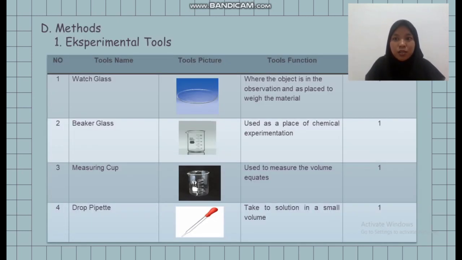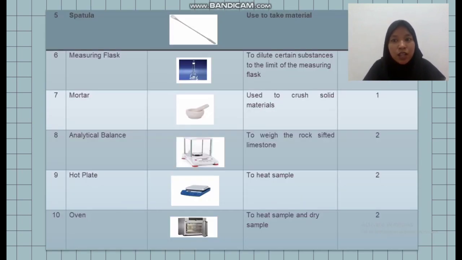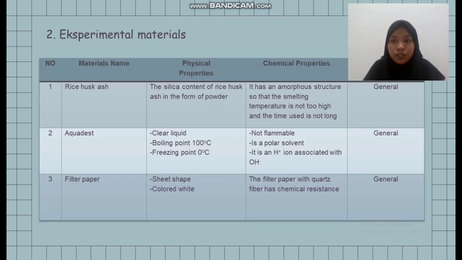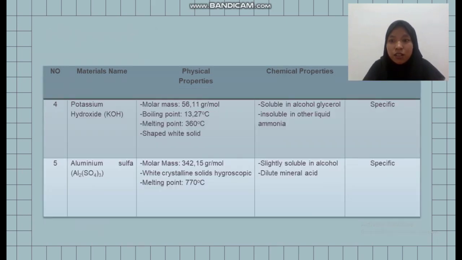The next is method. The first is experimental tools: watch glass, beaker glass, measuring cup, drop pipette, spatula, measuring flask, mortar, analytical balance, hot plate, and oven. And the experimental materials are rice husk ash, aquadest, filter paper, potassium hydroxide, and aluminium sulfate.